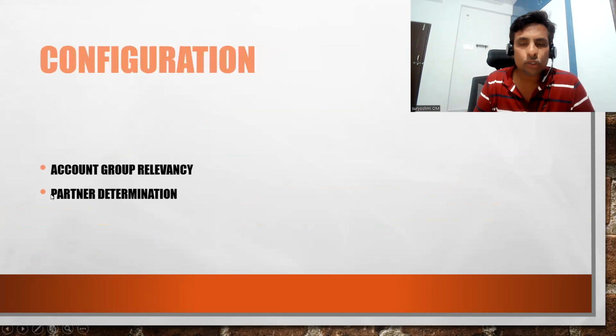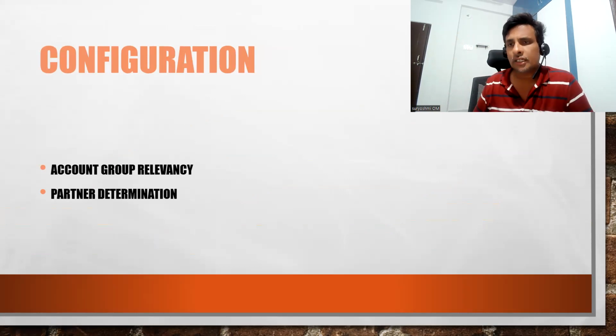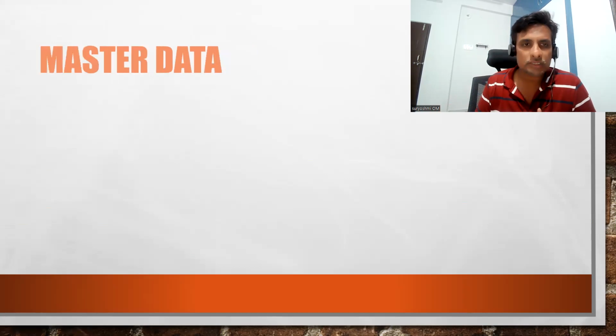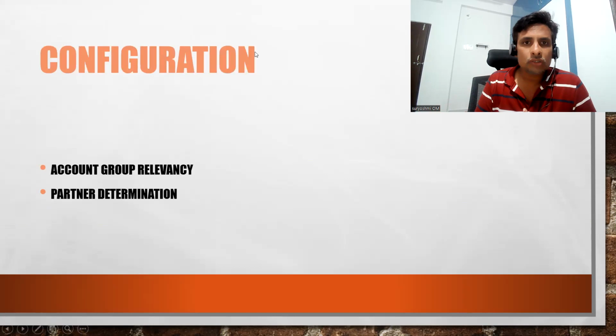Now let's see account group relevancy. When it comes to configuration, you have to understand this. The second one is partner determination as part of this configuration. Along with that, if required, pricing configuration. You can use the standard, or you can copy it and use your own, which is always welcome. Once you do that configuration, it will be followed by master data. In this section, we specifically concentrate on configuration.